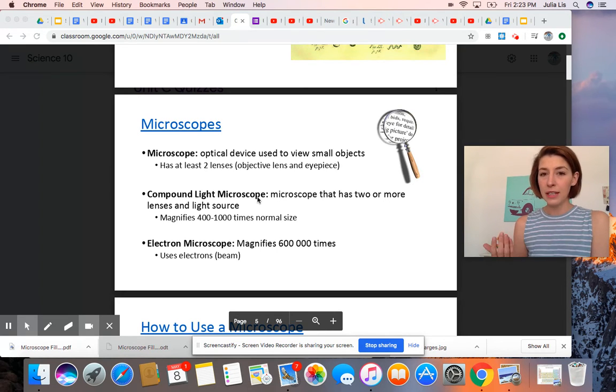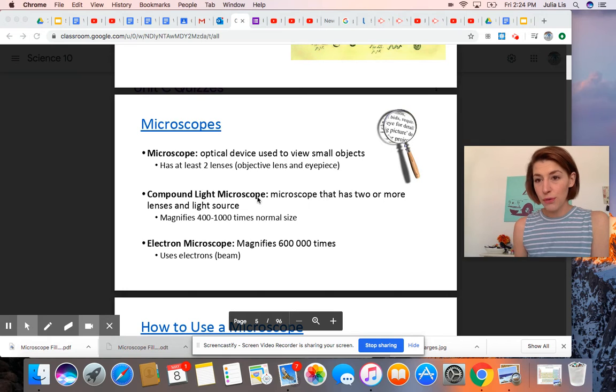They are still fairly expensive, but they're very limited in what they can do. So the magnification for using a compound light microscope is between 400 to 1,000 times the original size of that specimen. Now that's not really that big, enlarging the image that much in comparison to looking at an electron microscope.